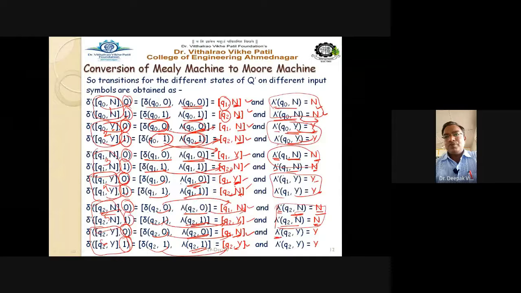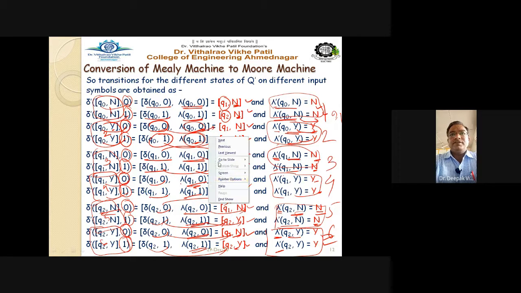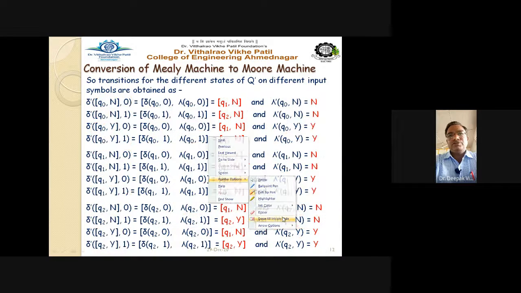Lambda dash, the output function, the output associated with Q2Y, this is nothing but the sixth state, is nothing but Y. So how many states are there? Number 1, number 2, number 3, number 4, number 5, number 6. These are 6 states, and for each state we have to find out the transitions on input 0 and 1. So the total number of transitions, if you count it, comes out to be 12 transitions. We have found it just now, right?